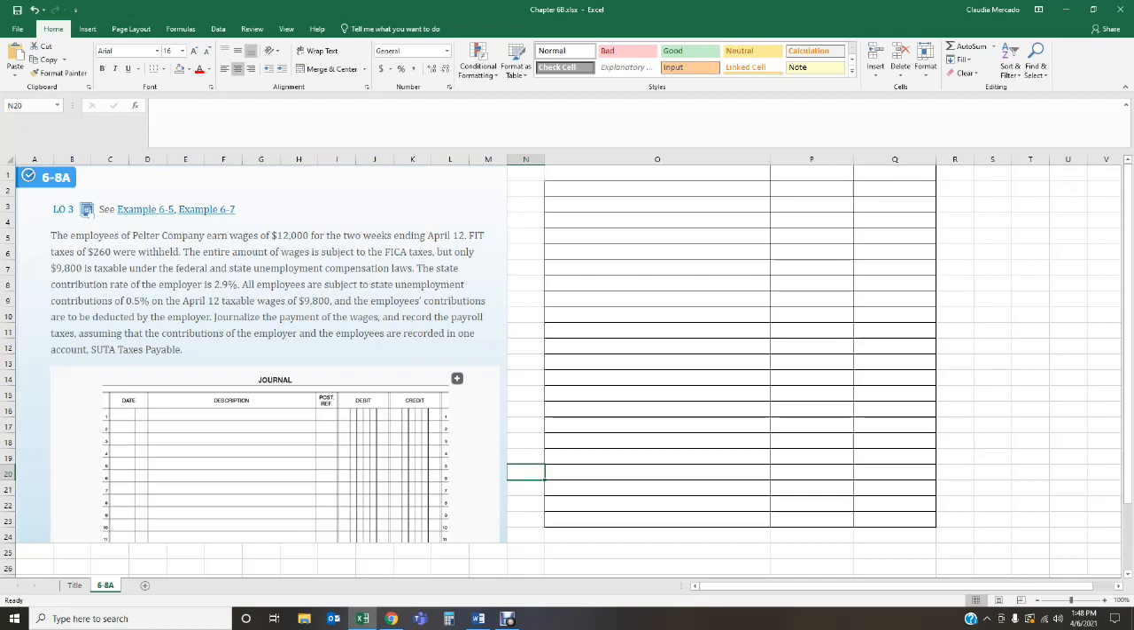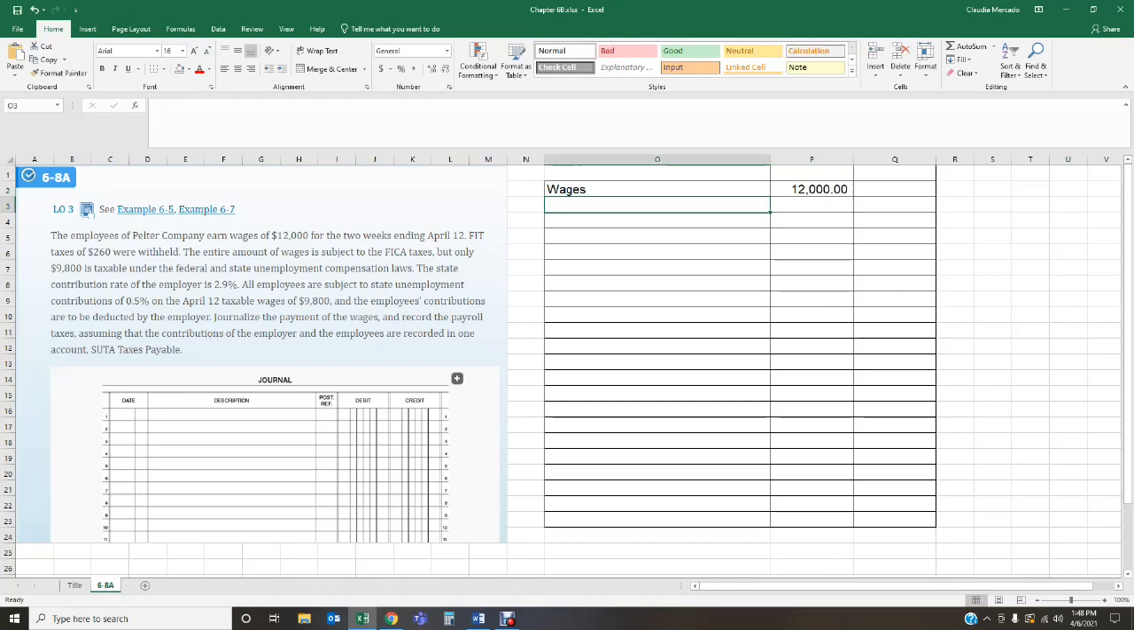So they have a lot of information going on. They're asking us to journalize the payment of the wages and the payroll taxes. Okay. So let's start off first with the wages. Okay. How much did our employees earn during this pay period? It says here that our employees earned $12,000. Okay. This is wages expense, so it's going to be a debit of $12,000.